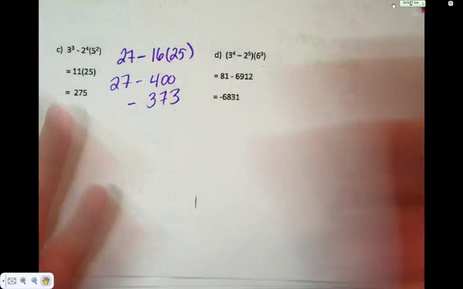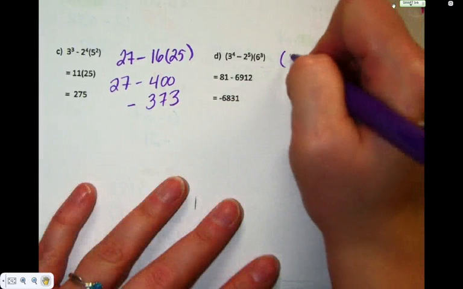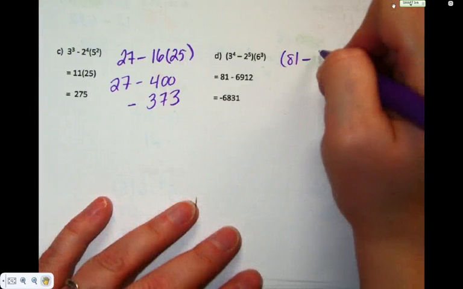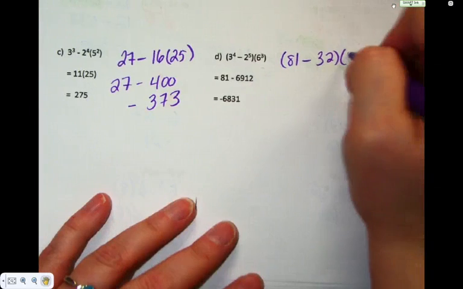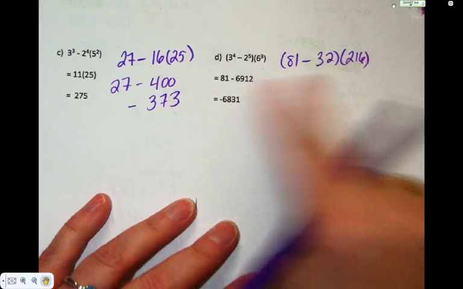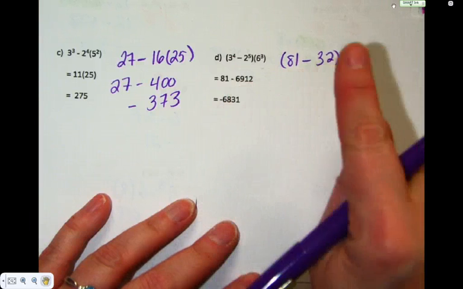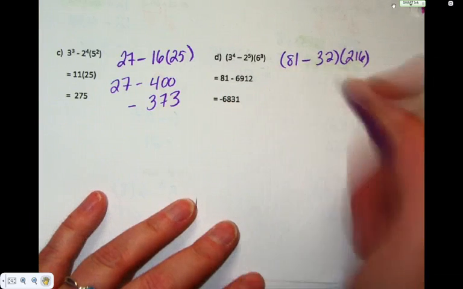Again, this one you might want to start first before we see what they did. 3 to the 4. 2 to the 5. 6 cubed. So what did they do first? They did multiplication before brackets. We're going to do the brackets first.